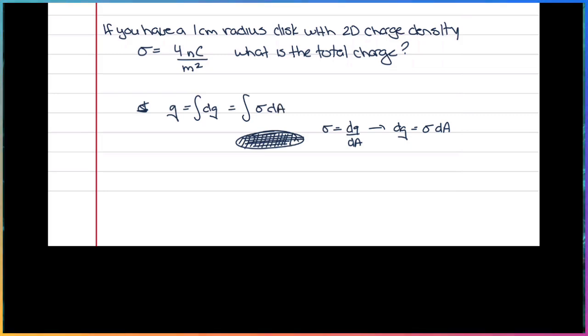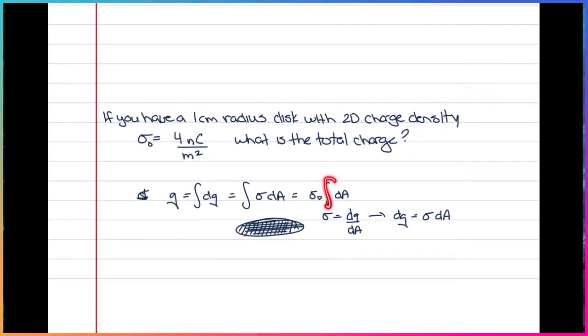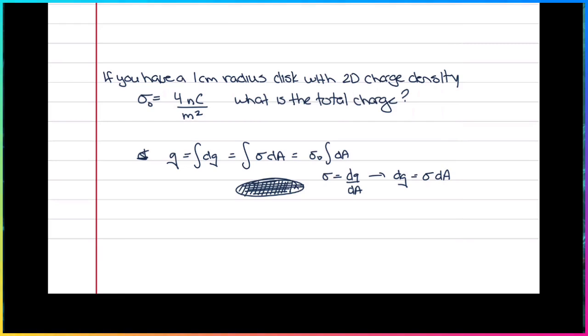But then the sigma itself is just a constant. I should have given it a symbol. Let's call this sigma naught. So then that's just sigma naught, integral of dA. So again, I am adding up a bunch of little areas. So just by this alone, conceptually, if I'm adding up all these little areas, I'm going to, of course, get the total area of the disk. So then that should be sigma times pi r squared.